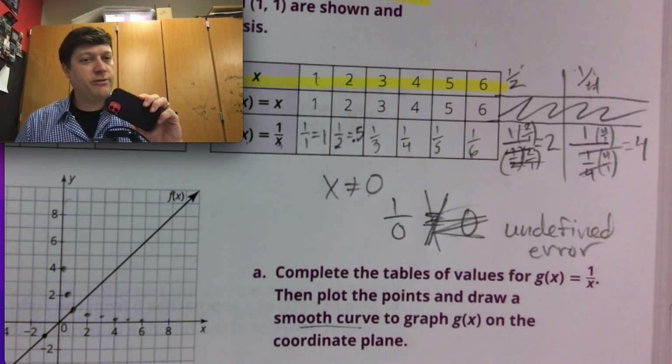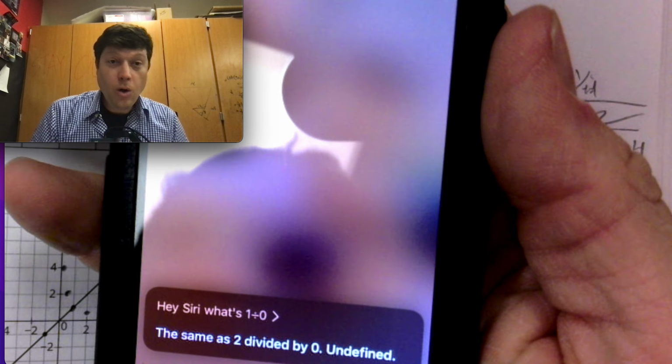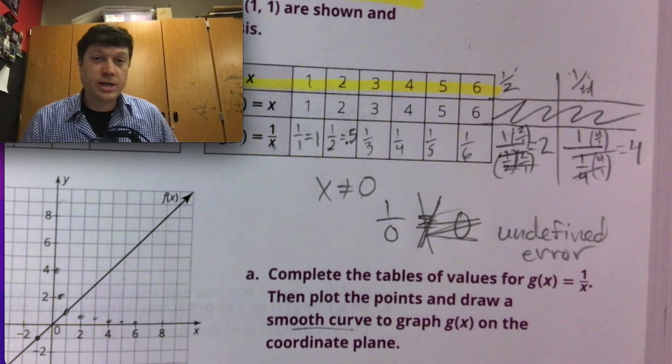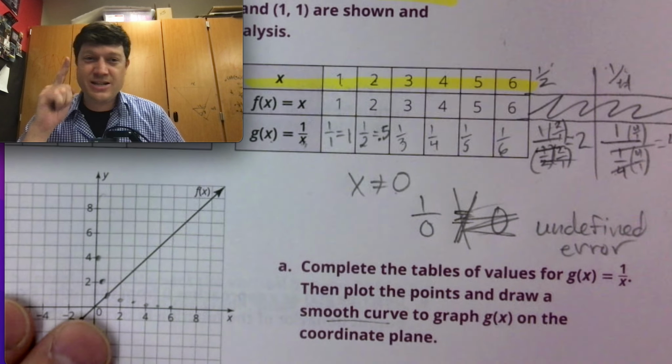Hey Siri, what's 1 divided by 0? The same as 2 divided by 0, undefined. Yo, they juked us. So 2 divided by 0, 3 divided by 0, 4 divided by 0, it's undefined. You cannot divide by 0.